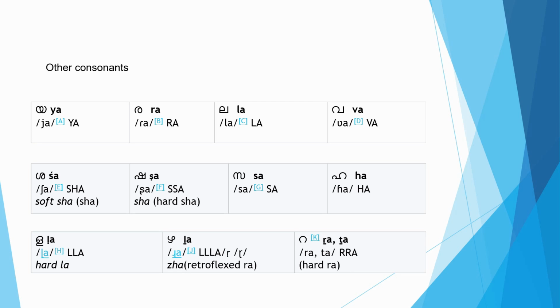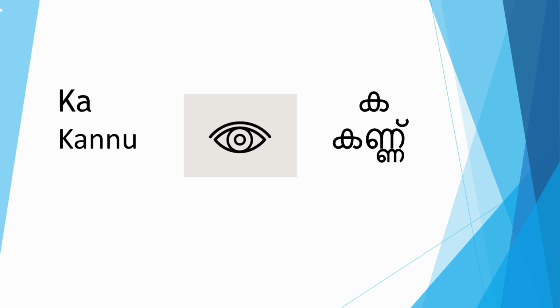Okay, so let us go through some words to familiarize these consonants we learned today. Let's get started with that. Ka, the first one in the first row. Kan. Kanna is a word that you have already learned about. Kanna means eyes or eye. So, kanna.